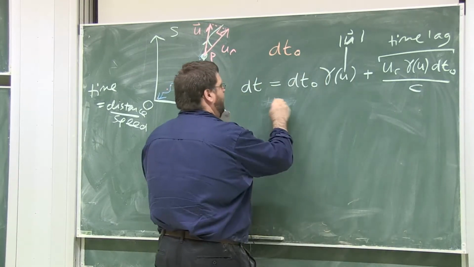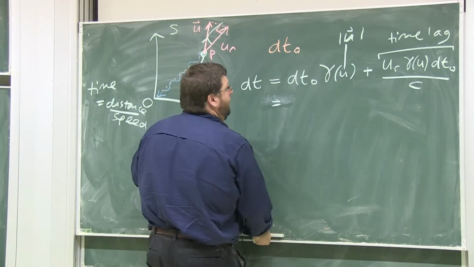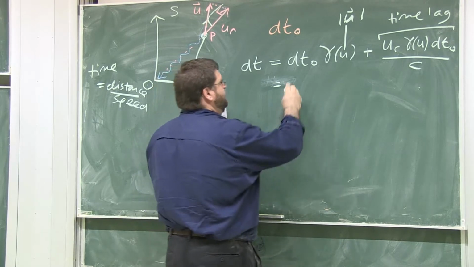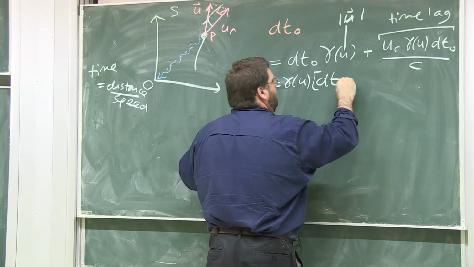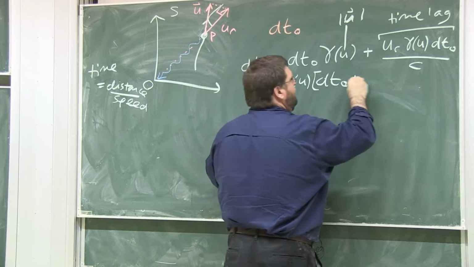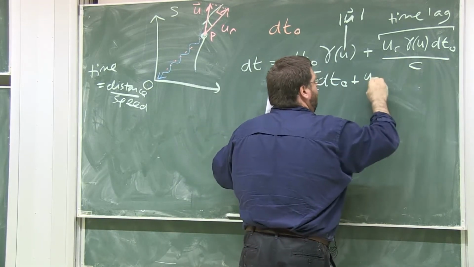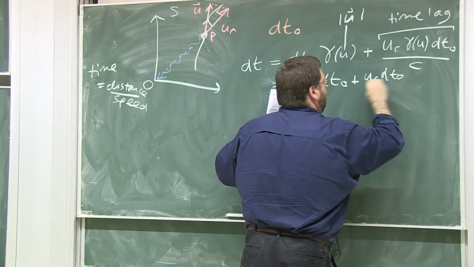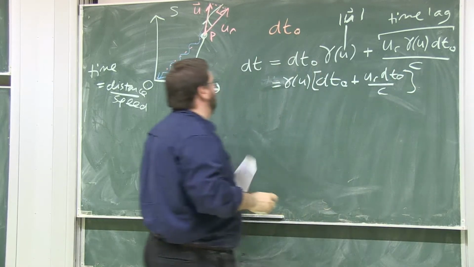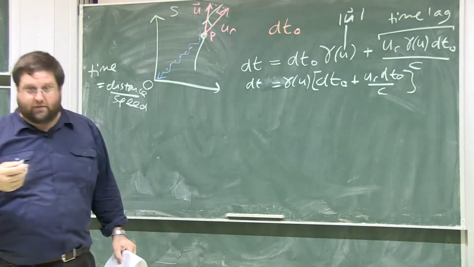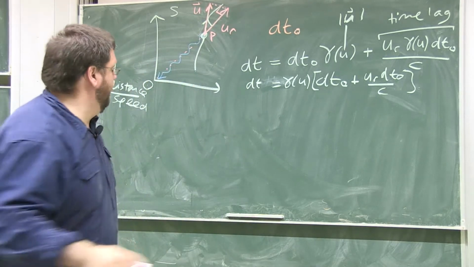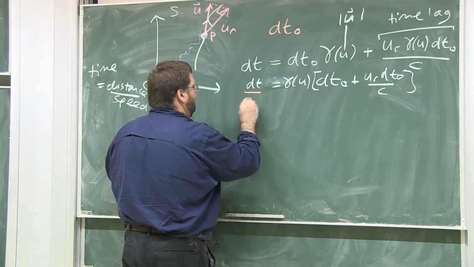So I can factor out a gamma of U, which I do now: dt naught plus UR dt naught over c. What I want to do now is to divide both sides by dt naught.